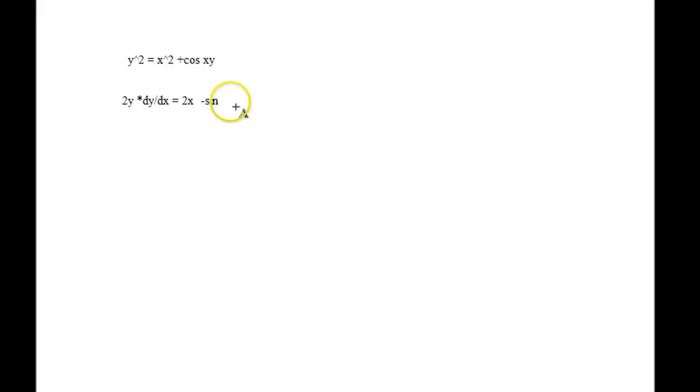Okay, so we differentiate the first term. The outer function is cosine. The inner function is xy. So you're going to have sine of xy right there. Let's put it in parentheses so we know that that's the inside function. And then you're going to times it by the derivative of the inside function. That's going to be a product, so you're going to do the product rule.